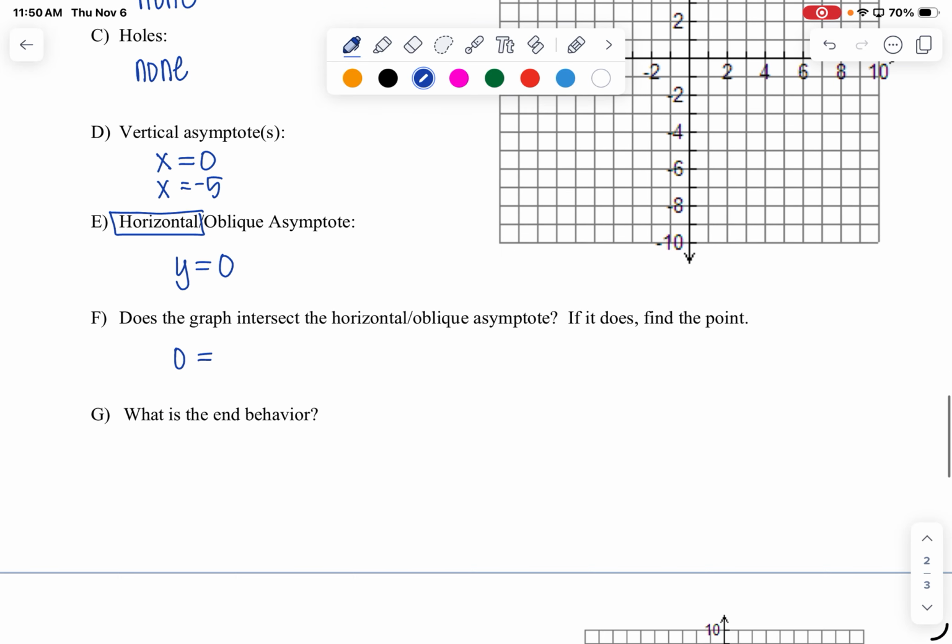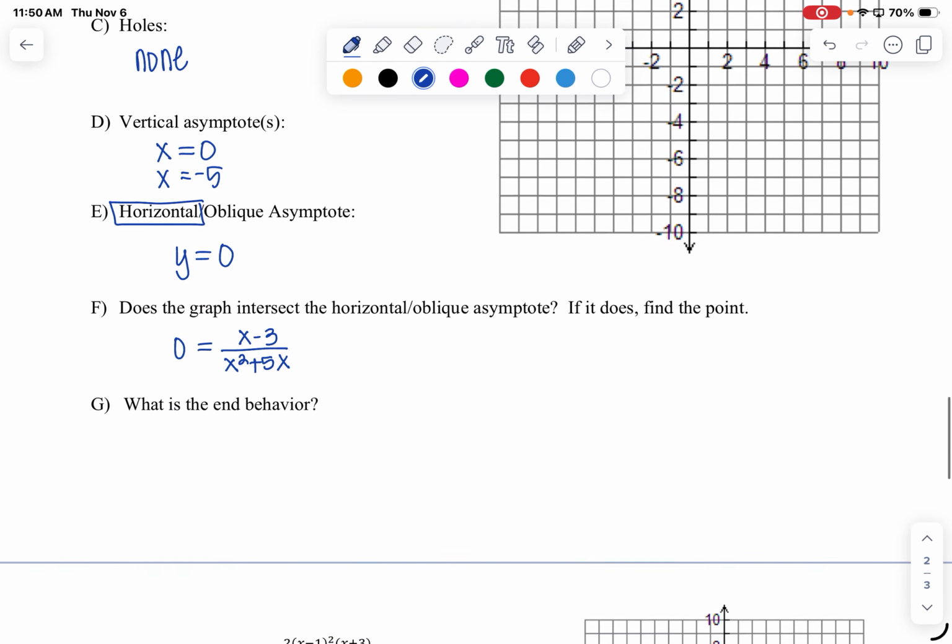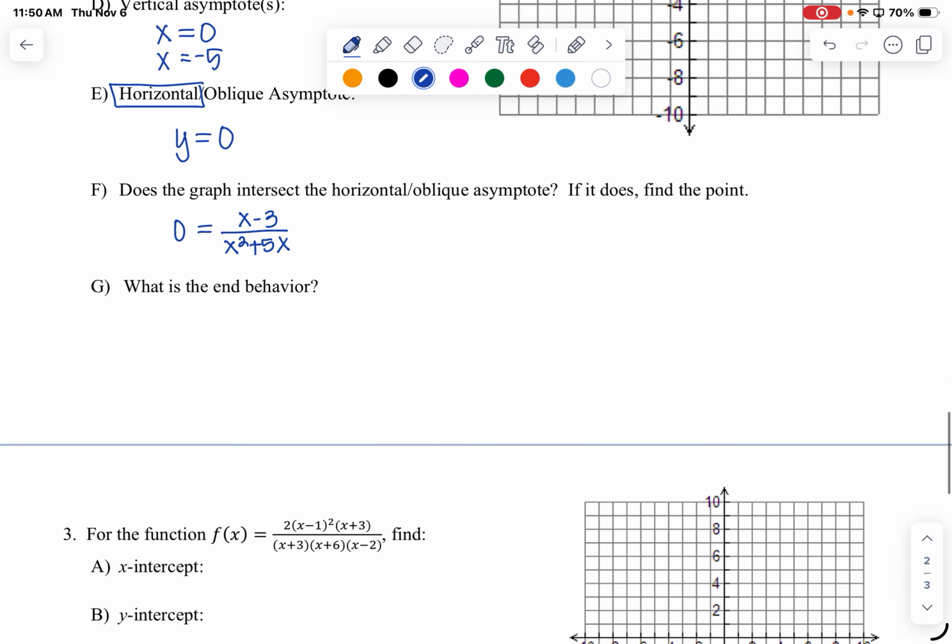Our equation was x minus 3 over x squared plus 5x, right? X squared plus 5x, yes, okay. So if I solve that, multiply both sides by x squared plus 5x, and I get x minus 3 equals 0, x equals 3. So yes, it crosses the horizontal asymptote. The x value is 3. The y value is 0. So it crosses at 3, 0.